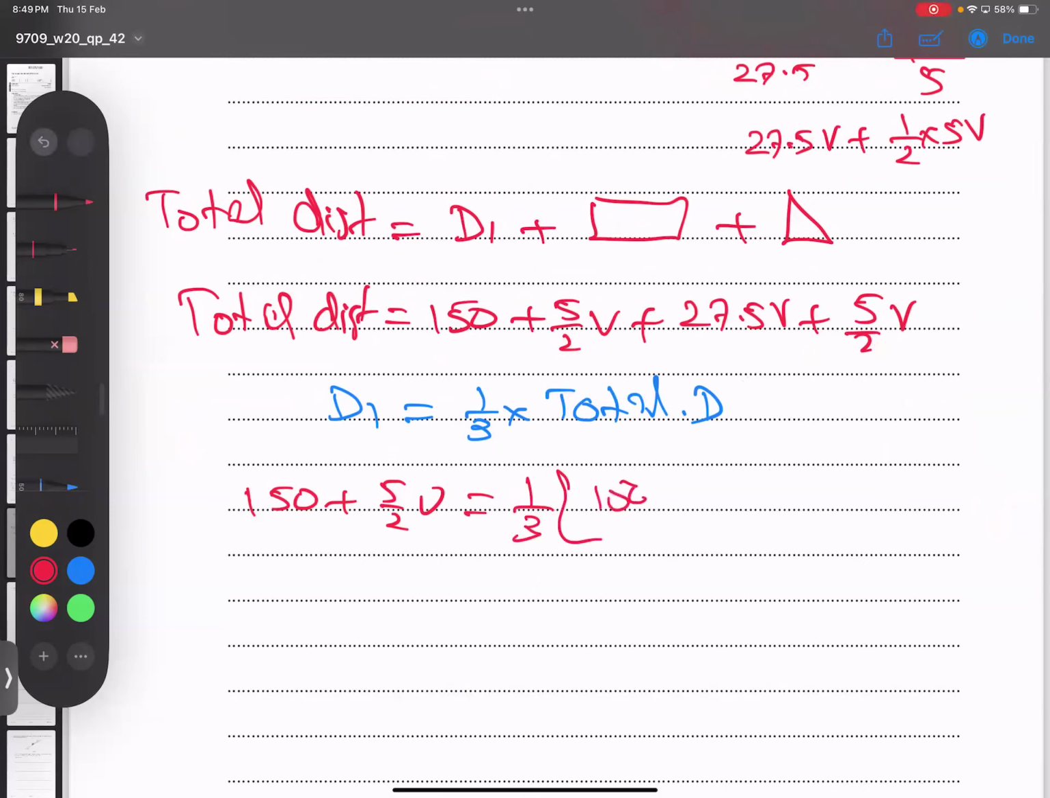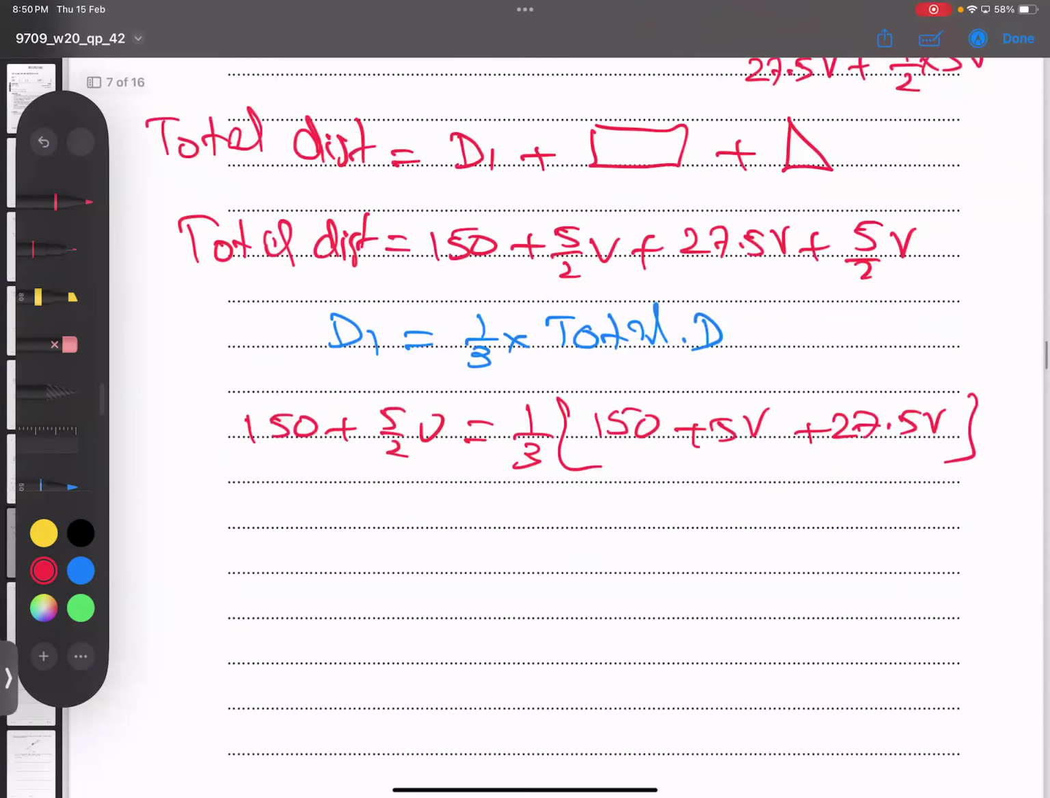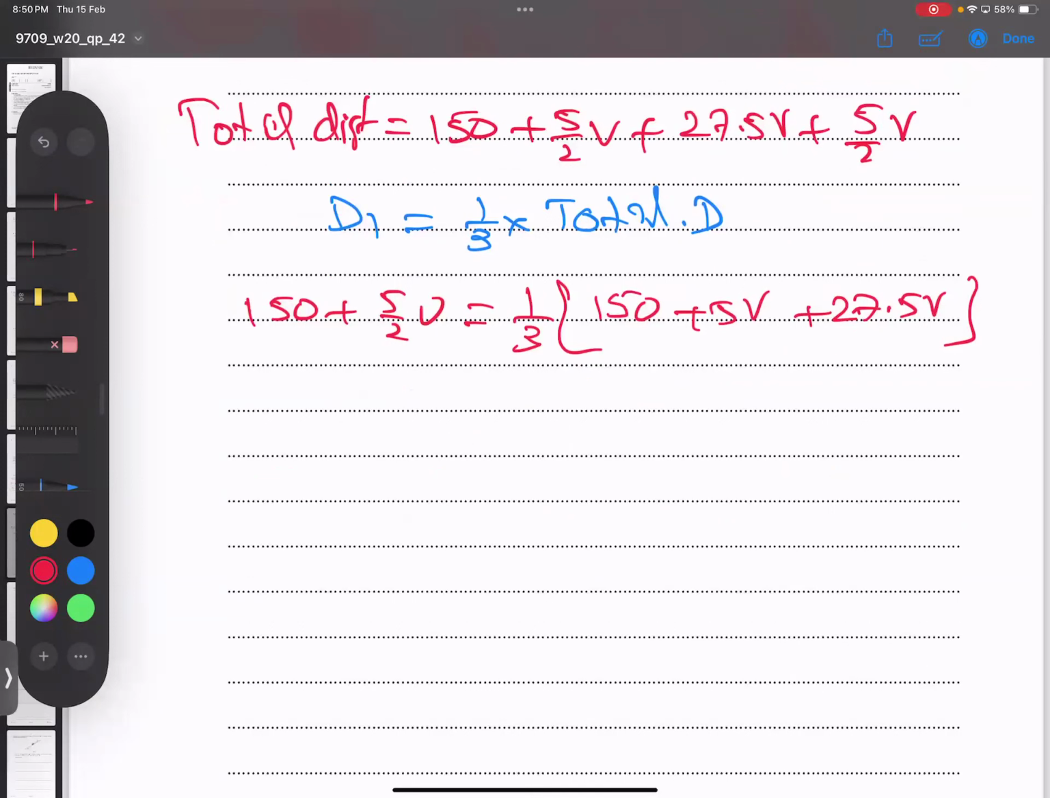So 150 comes from here. 5 by 2 plus 5 by 2, if you add them, 5 plus 5 is 10, 10 by 2, so I got only 5V. This 5V comes from this place, and 27.5V also we have. So I think we can complete it now. 150 plus 5 by 2V, and 1/3 will divide here. So I got 50, and the 1/3 divides here, so 5 by 3V, and this divides here.